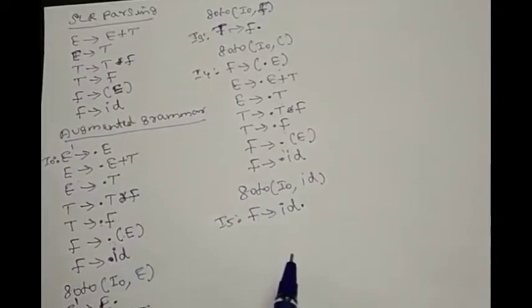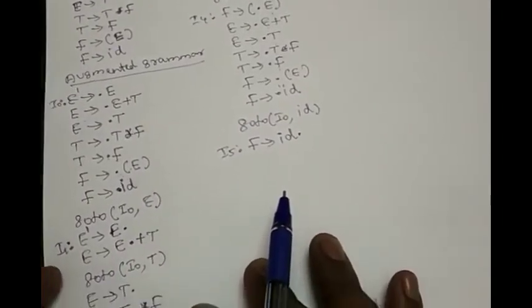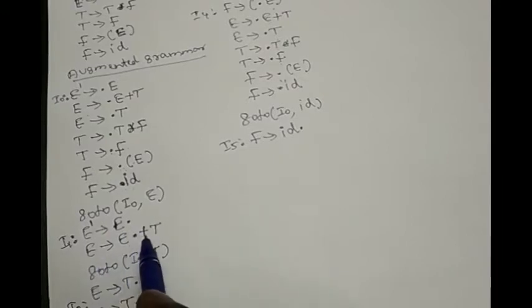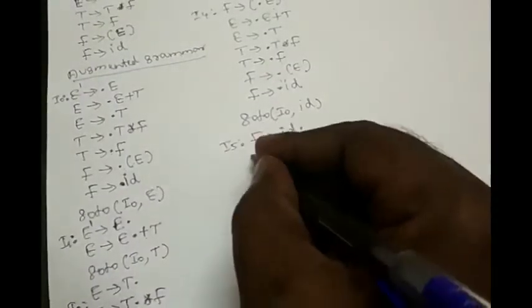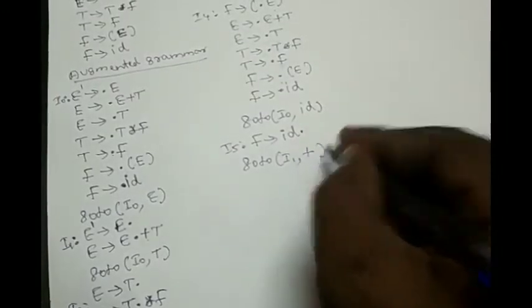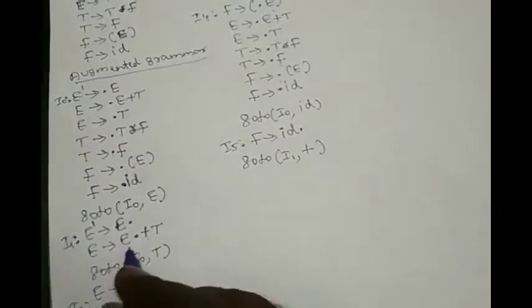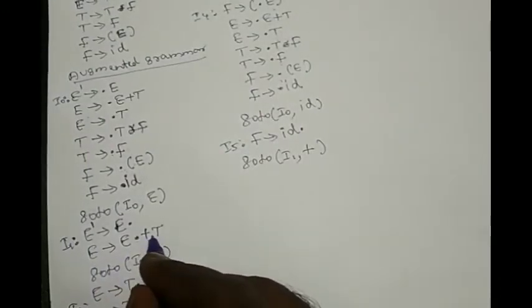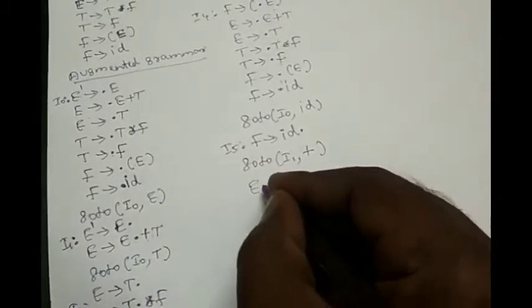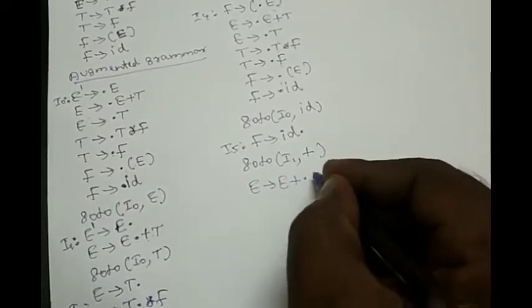Now we will go for item set 1. In item set 1 we have E dash tends to E dot, so no need to process that because the dot is at the end. But when you take up the second production, the dot is before plus here, so that has to be processed. So write go to of items at 1 comma plus here. Now this dot will move one step to the right, so again the dot will be before a non-terminal called T. So the T productions have to be included. So E tends to E plus dot T.